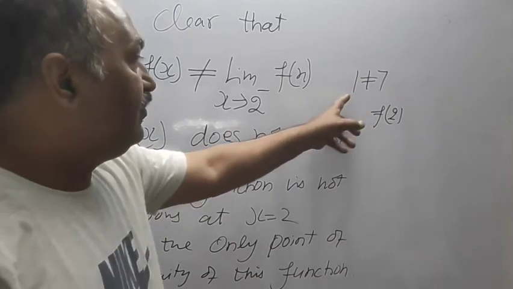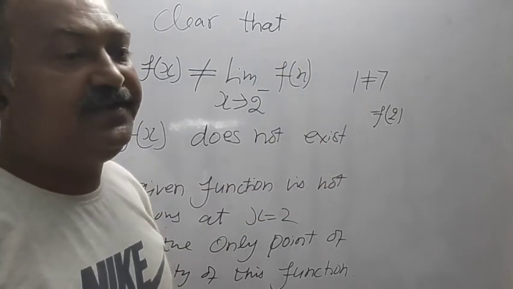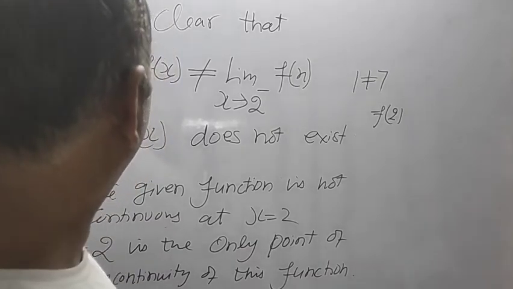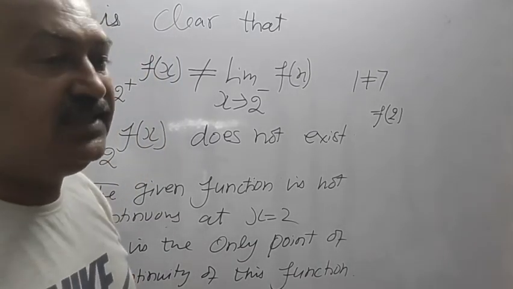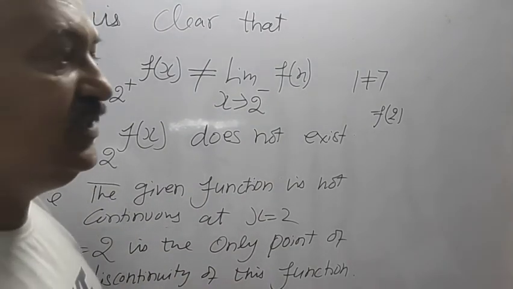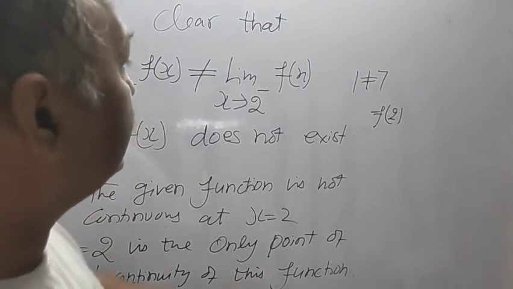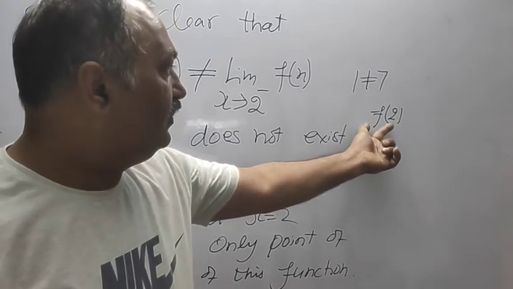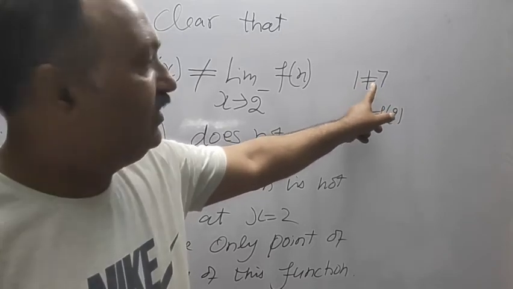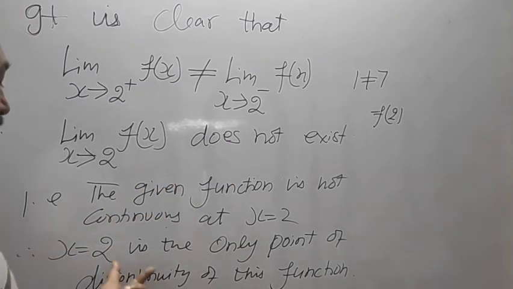If both were equal, we would also need to find f of 2, and f of 2 has to be found from the first function, because in the first function 2x plus 3, the value x is equal to 2 lies in that function. For x is equal to 2, the function is f of x is equal to 2x plus 3. So hence there is no need to find the value of f of 2, because right limit and left limit are not equal. Hence we can say that this function is not continuous at x is equal to 2.